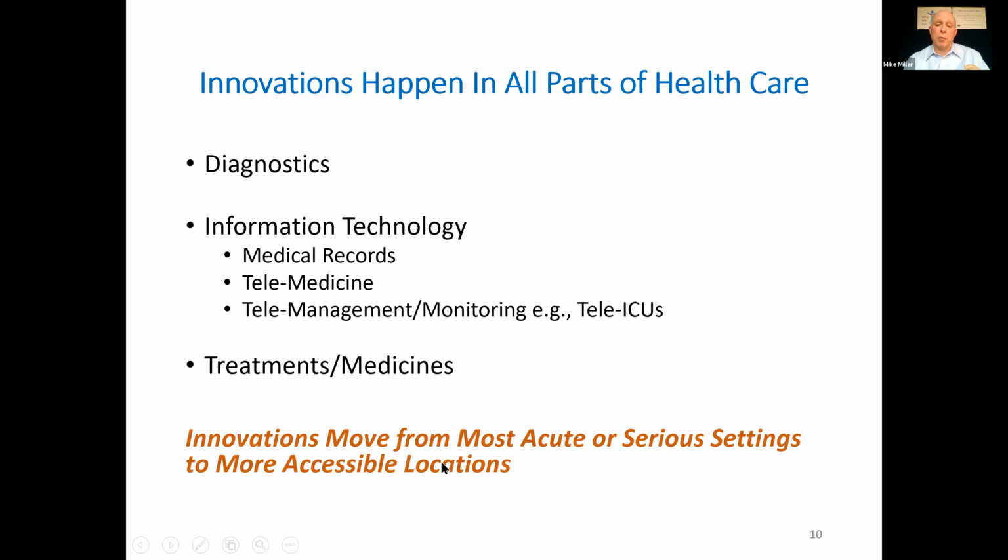But one thing I want to point out is that most innovations start being used in the most acute or serious settings, and then transition into being used in less acute settings. Like this telemedicine for ICUs started in intensive care units, and then it's been used in step-down units, emergency rooms, even ambulances.